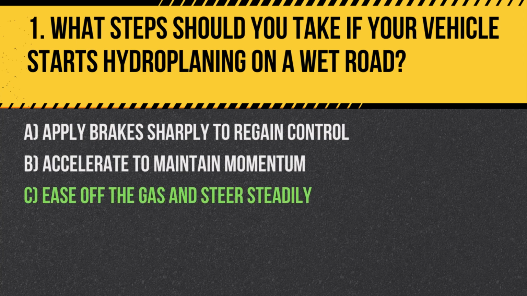Answer: C. Ease off the gas and steer steadily. When your vehicle hydroplanes, the best action is to ease off the gas and steer in the direction you want to go, avoiding sudden movements that could cause a spin.